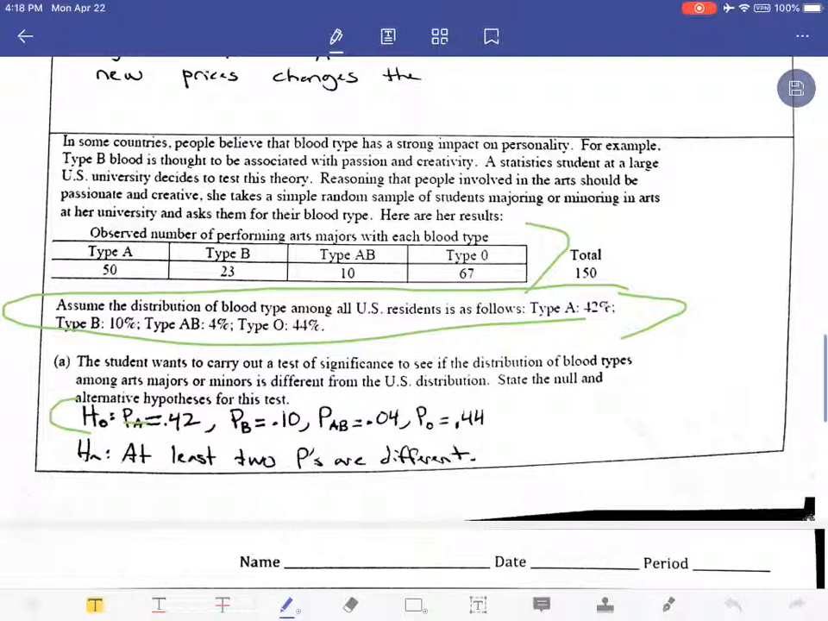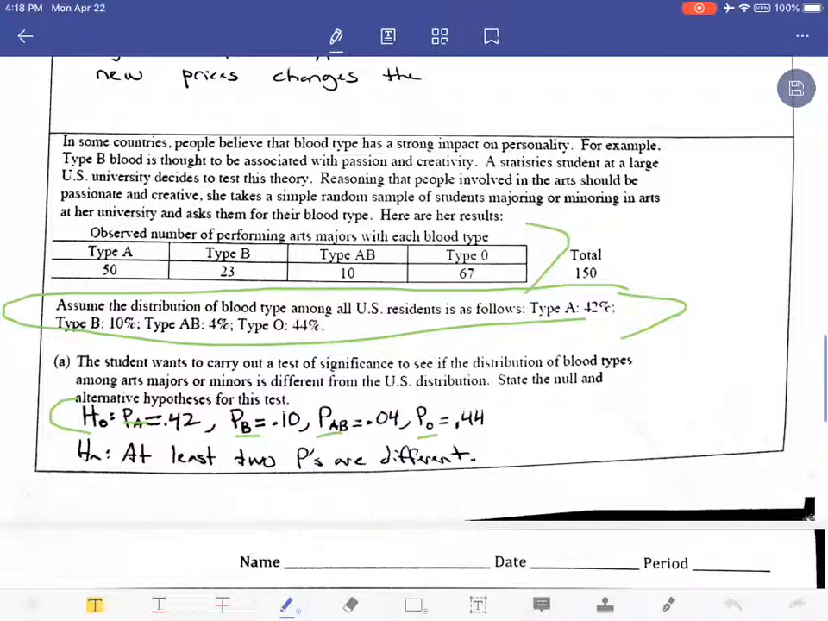And again, you use this little shorthand so you can abbreviate the different blood types. So we expect that there be no difference, so then that means the proportion of type A blood would be 42%, type B blood would be 10%, type AB blood would be 4%, and type O blood would be 44%. And then your alternative hypothesis would be at least two proportions are different. Again, you can watch that last video for why it's 2 and not all or 1.